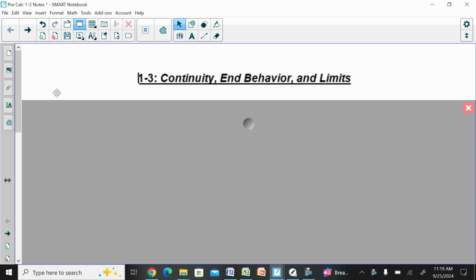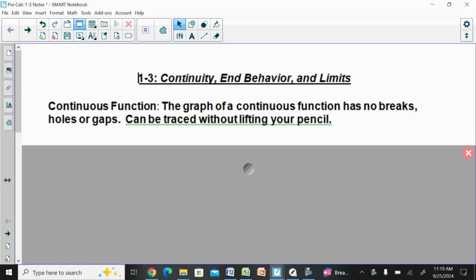Now we're going to kind of do it out of the textbook here. So continuity and behavior and limits. Let's start with some definitions. A lot to get through today. So let's get through it.